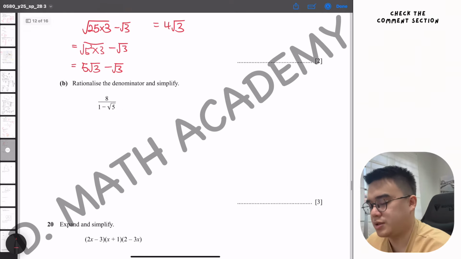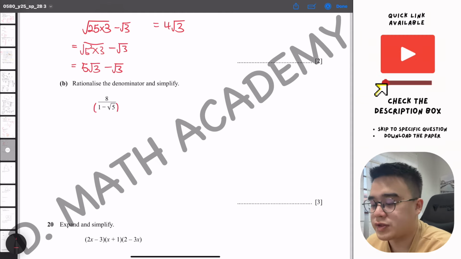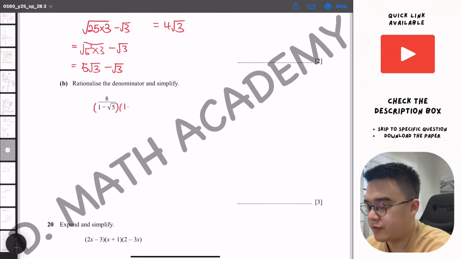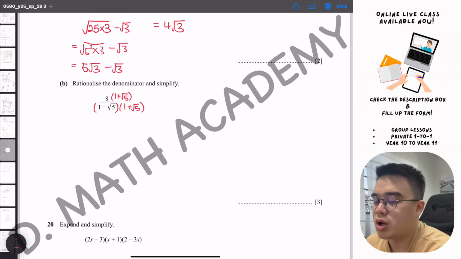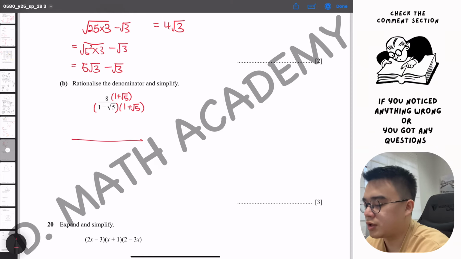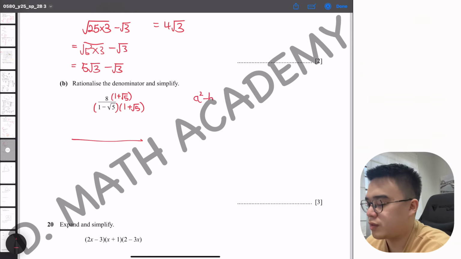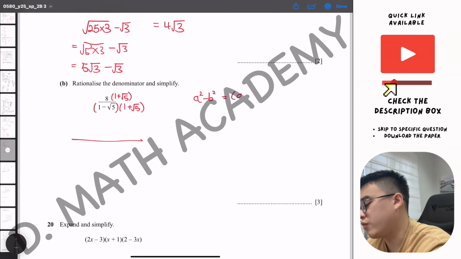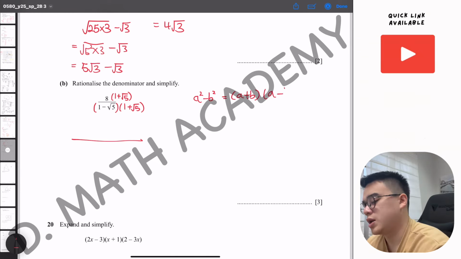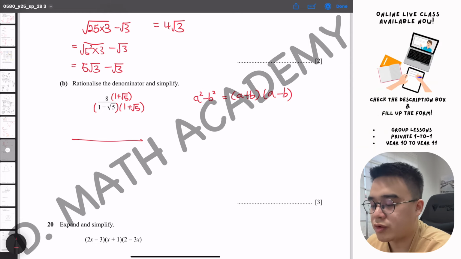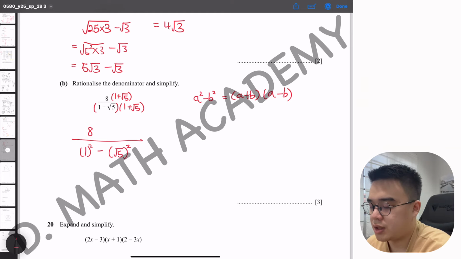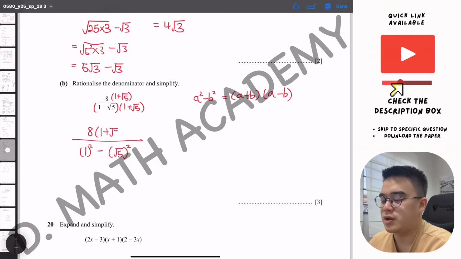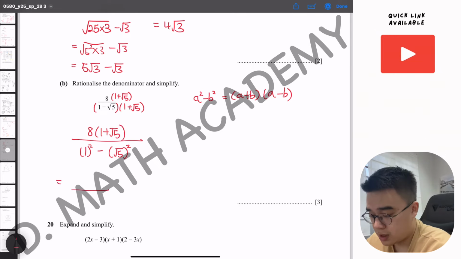So rationalize. Normally they won't put brackets for you. You must force it yourself so that it reminds you what to do and what not to do. The denominator is built on the concept called a squared minus b squared, with the objective of removing the square roots, because we can't have a square root at the denominator. So 1 squared minus square root 5 squared. Top is just 8 times (1 plus square root 5). I didn't make any changes on that.